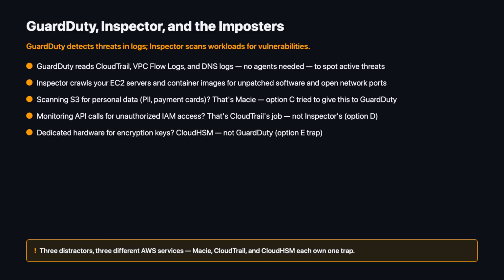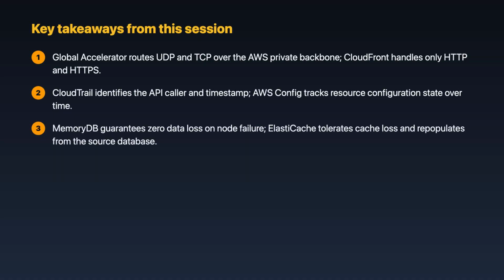That's the trap. 3 takeaways from this session. First, Global Accelerator routes UDP and TCP over the AWS private backbone. CloudFront handles only HTTP and HTTPS. Second, CloudTrail identifies the API caller and timestamp. AWS Config tracks resource configuration state over time. Third, MemoryDB guarantees zero data loss on node failure. ElastiCache tolerates cache loss and repopulates from the source database.